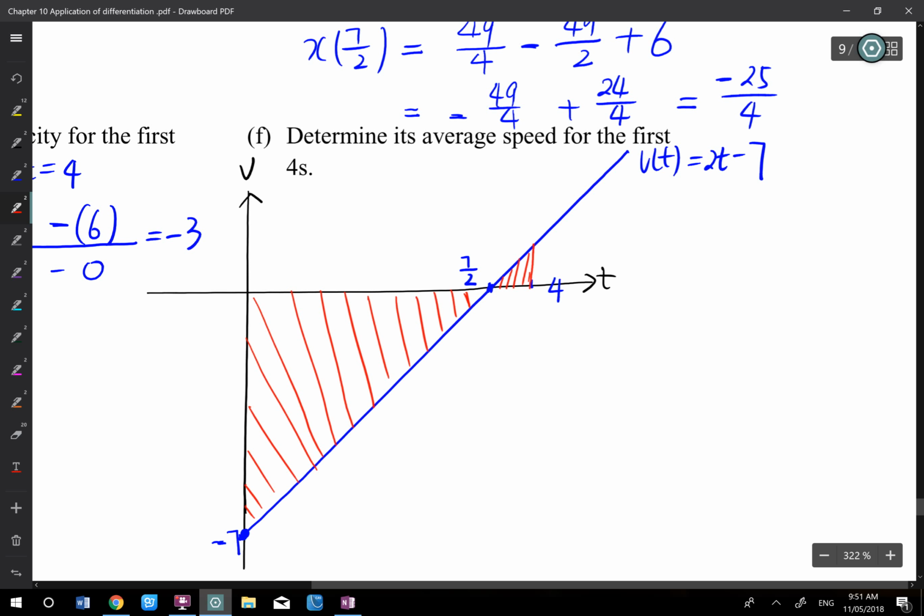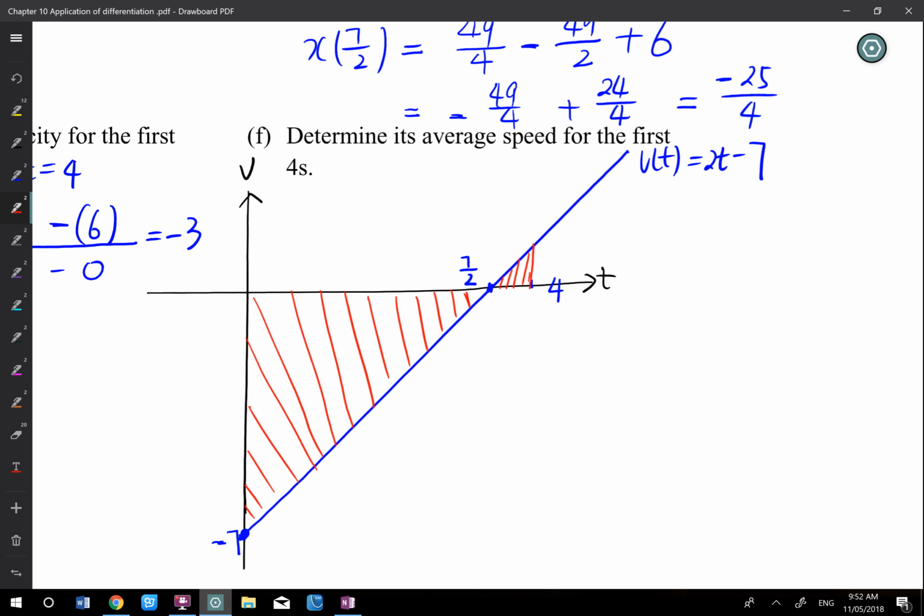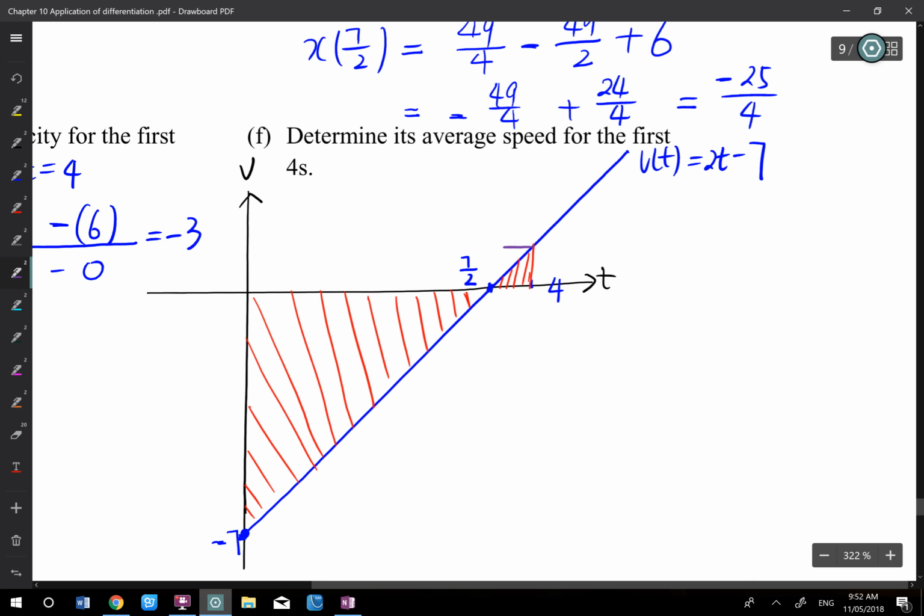That's the area formed as well. So between 0 seconds and 4 seconds, that's the area bound by the curve. Also, when t equals 4, this height is 1. This height is 1 because I substitute 4 in, and that gives me 1. So I have a height of 1.